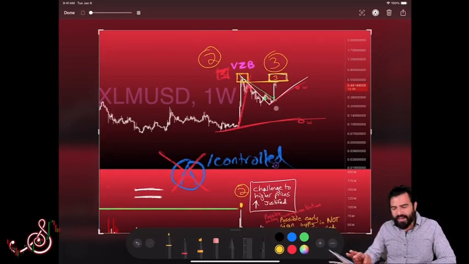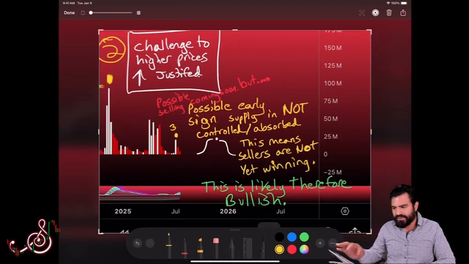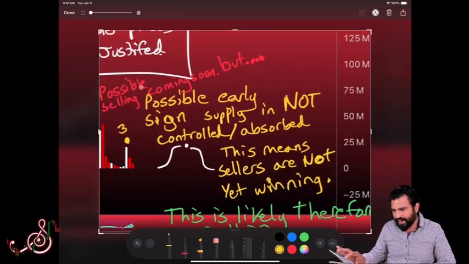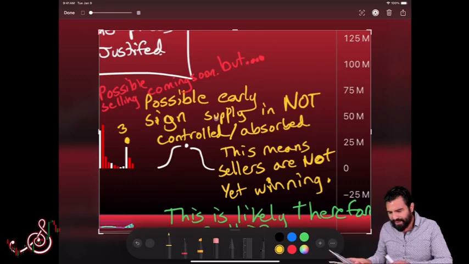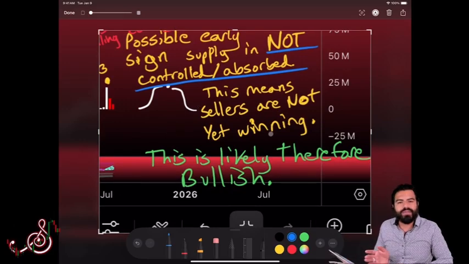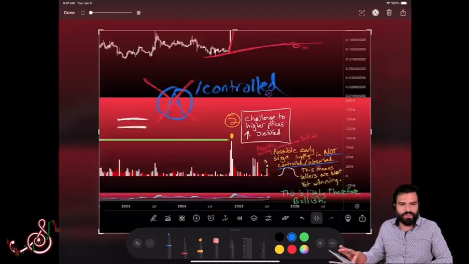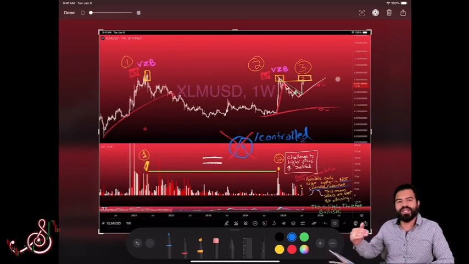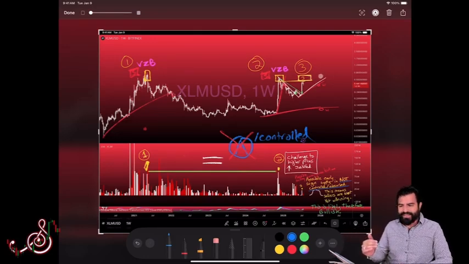Sellers may be coming out, but of the sellers that may be coming soon, I put this: possible early sign that supply is not controlled or absorbed. This means sellers are not yet winning. This is therefore likely bullish. Okay, so we have more chances to go up. It's not a super strong incentive to go up, but it's showing us that it's not yet winning.